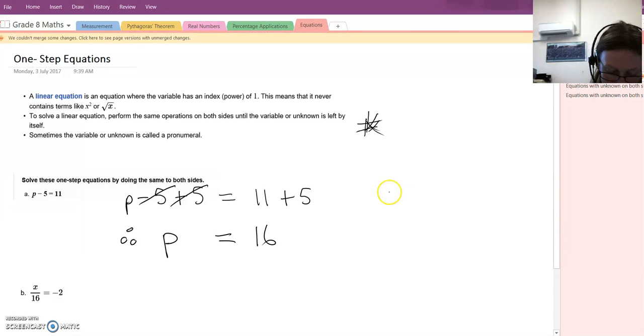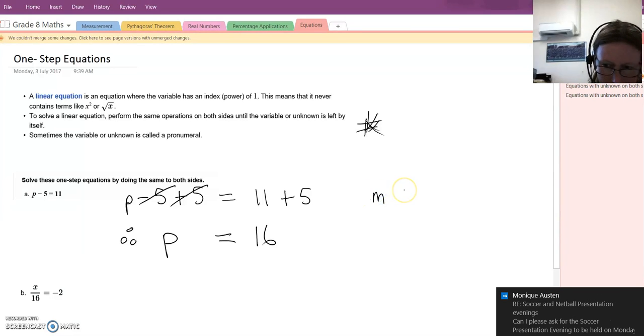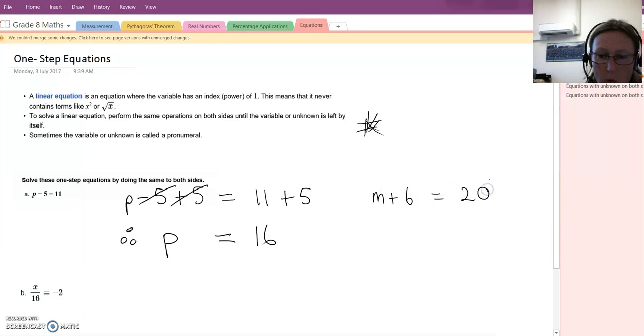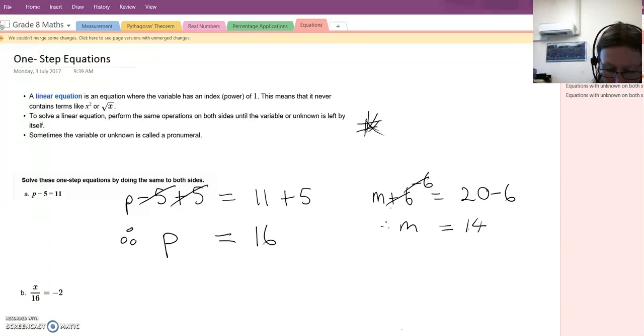Just do a little extra example like that. If I have something like m plus 6 equals 20, I'm wanting to get m on its own. So if I subtract 6 to that side, the opposite of adding 6, that will cancel. It does leave me the m on its own. But remember, I've subtracted 6 from one side, so I must subtract it from the other side, and 20 take 6 is 14. So what these examples are that we're doing is one-step equations, so we only have to do one thing to both sides.